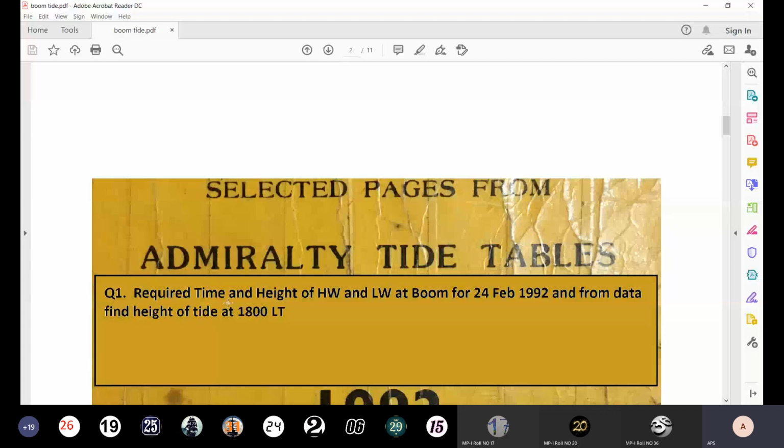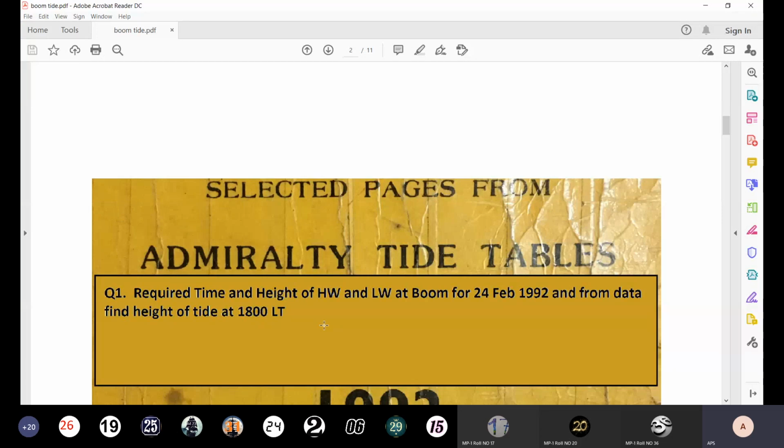We are required to find out time and height of high water, low water at Boom. Port is Boom, B-O-O-M, for 24th February 1992. And from this data, find the height of tide at 1800 local time. So just write down on one side, 24th February 1992, port is Boom.